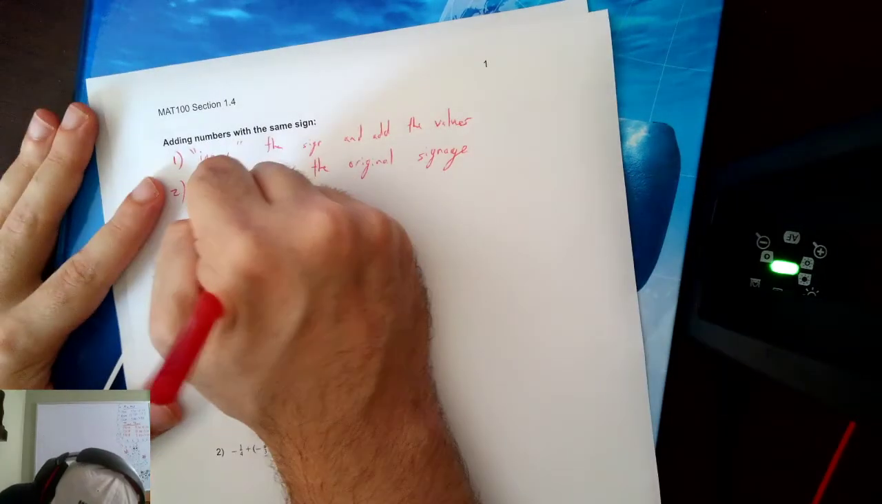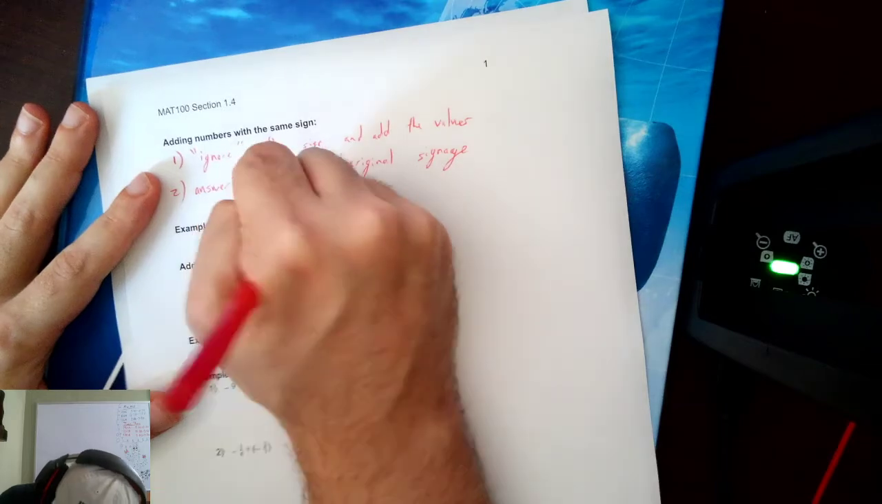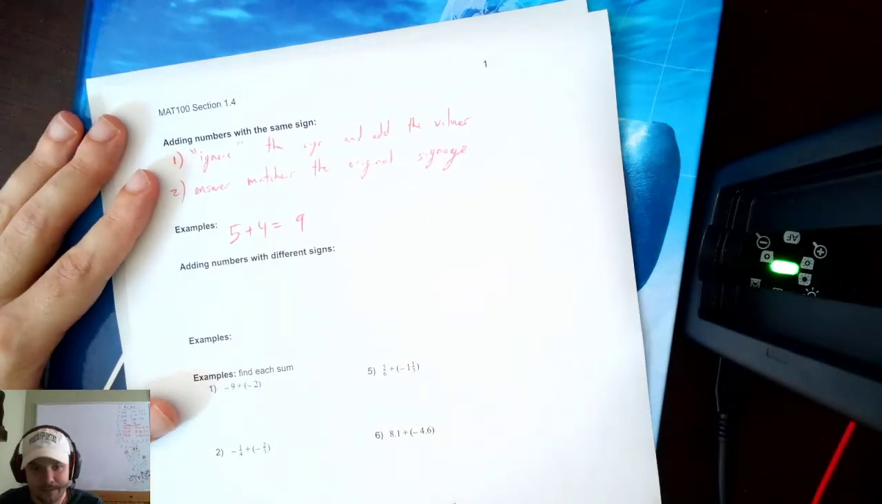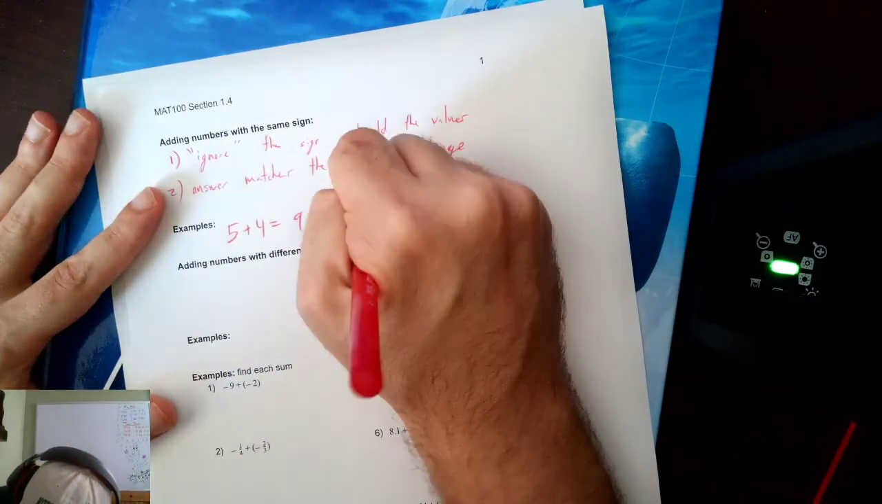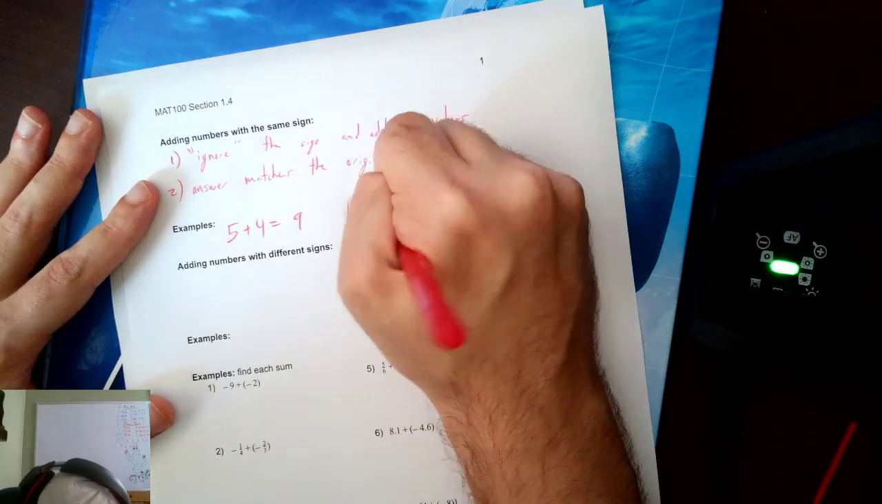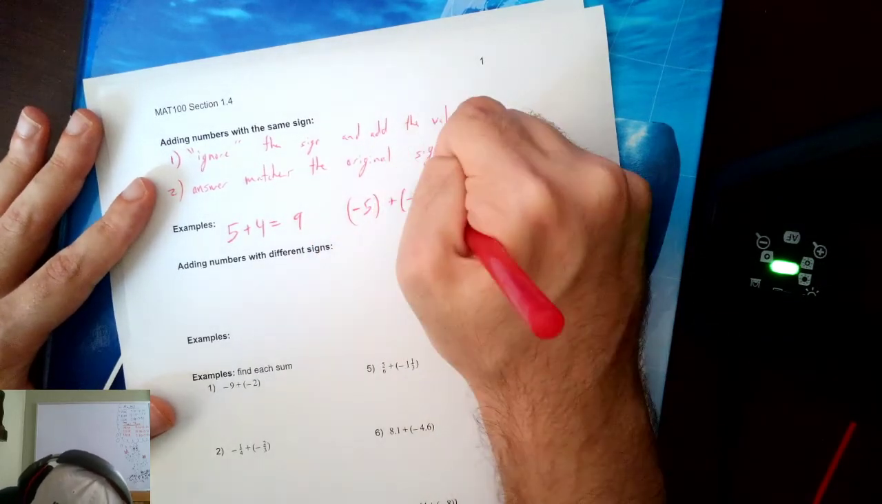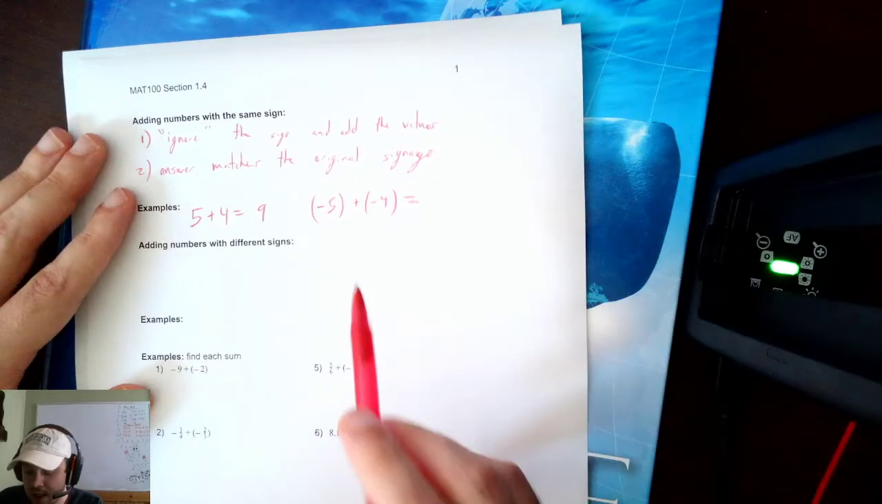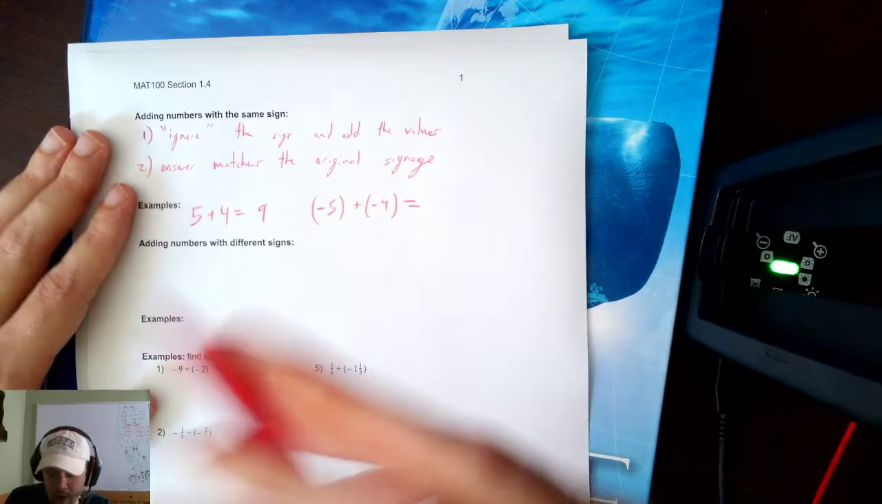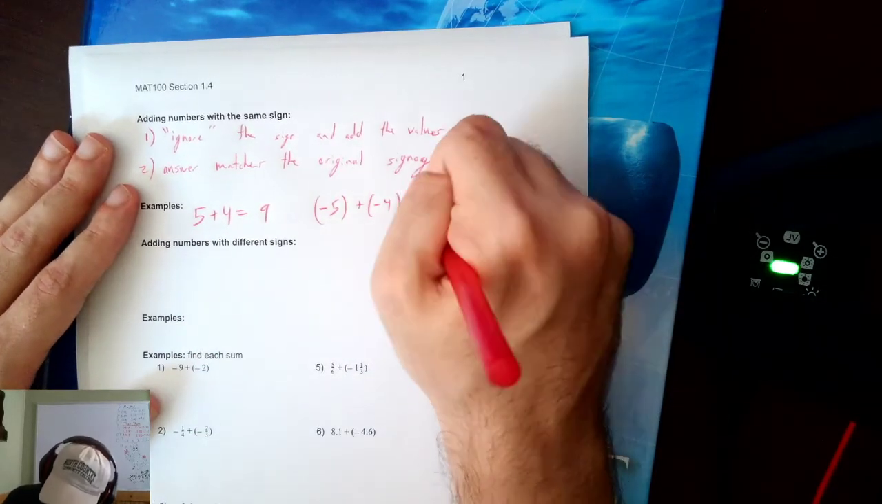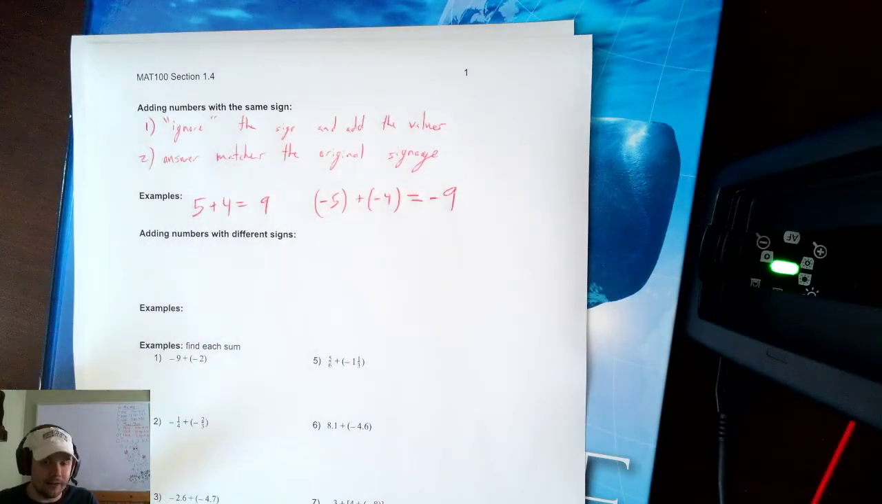An example, 5 plus 4. Well, that's 9. Similarly, negative 5 plus negative 4 is going to be equal to, well, what is 5 plus 4? Well, that's 9, and it's going to be negative.